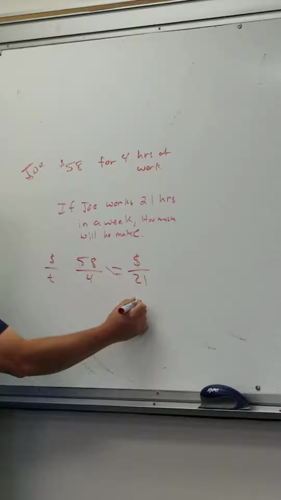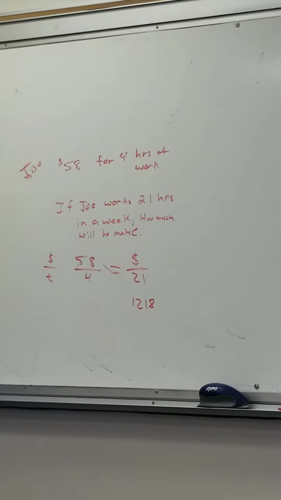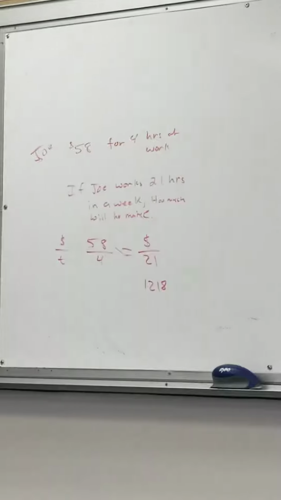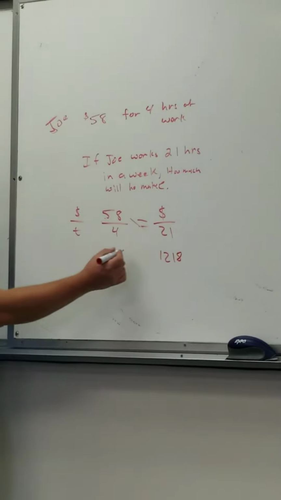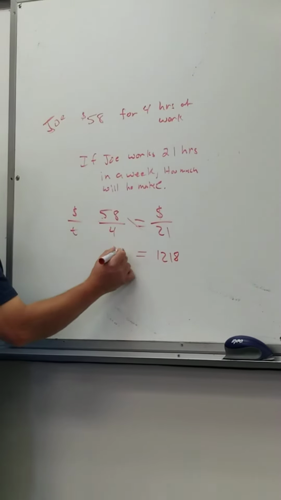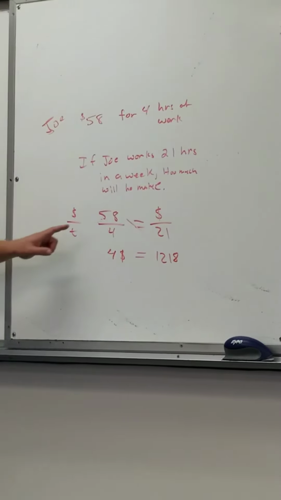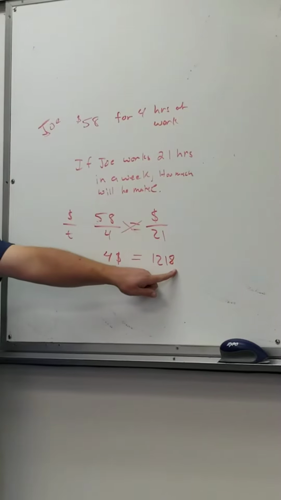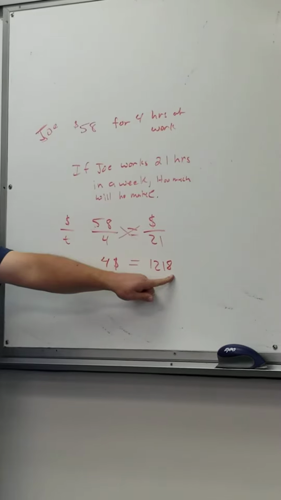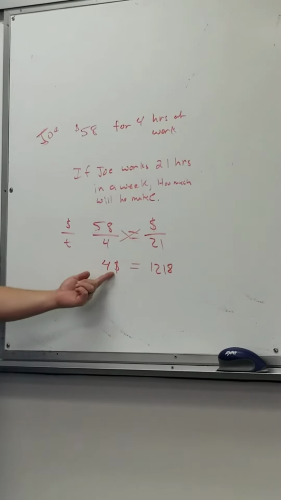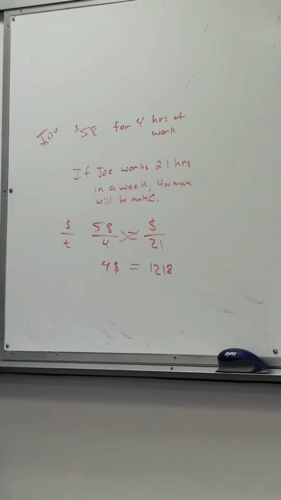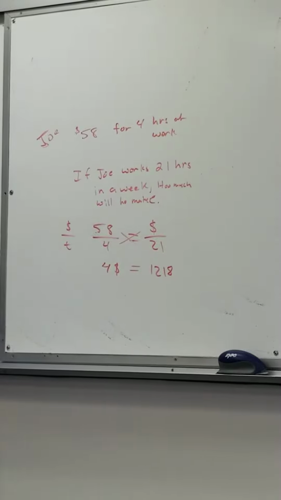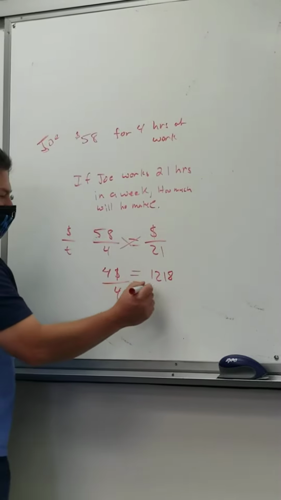1218. 1218? Yes. Everybody agree? Do I have a second? Somebody else say yes. Okay. And that equals 4 times the number of dollars, right? I'm going to cross multiply to solve this. What does this 1218 really represent? It's the dollars, right? We're trying to figure out the dollars. Now I have to divide both sides by what? 4. Divide by 4, divide by 4.